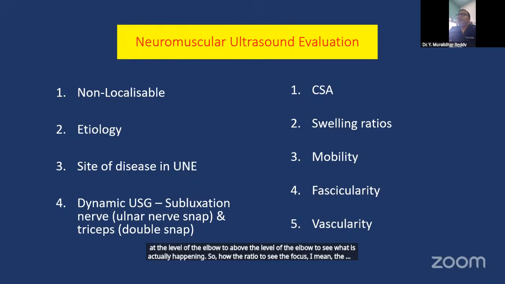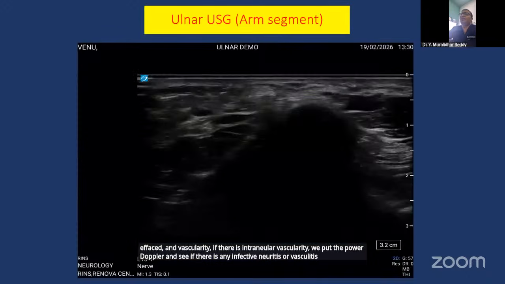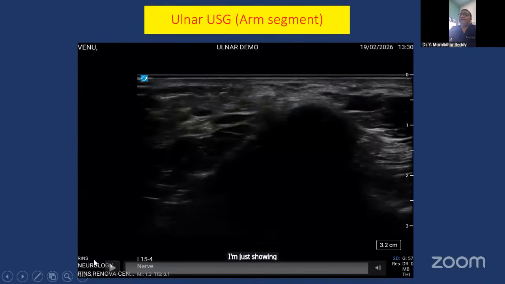And we can see the mobility, as I have told, by dynamic ultrasound. Fascicularity: whether the fascicles are distorted or partly effaced or fully effaced. And vascularity: if there is intraneural vascularity, we put the power Doppler and see if there is any infective neuritis or vasculitis also. I'm just showing a demonstration, and the cases will be followed up later by Dr. Dilip. So this is a demonstration.